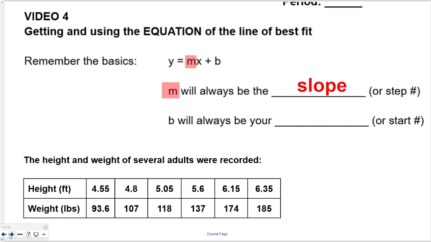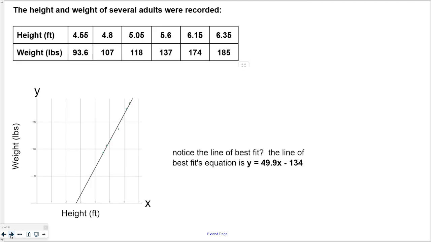The b in that equation and also the sign in front of it, that would be our start number, or the real name would be the y-intercept. So when we take a look at the data down here, the height and weight of several different adults, you've got your height in feet, and then your weight in pounds. We understand what's x and y, and we could go and make a scatter plot.